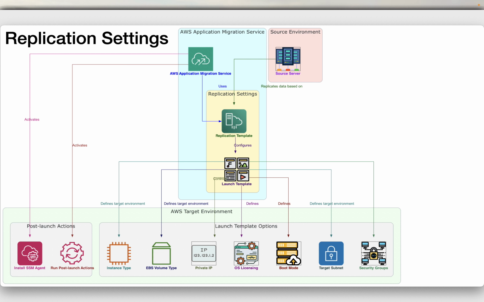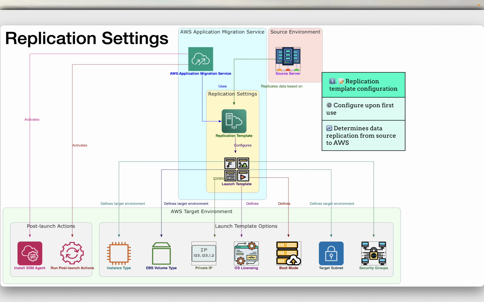So now let's see some replication settings of this whole process from source till the end. What are different settings that are involved in this particular procedure? So first is AWS Application Migration Service replication settings. You must configure the replication template upon first use of Application Migration Service to determine how data will be replicated from your source servers to AWS.